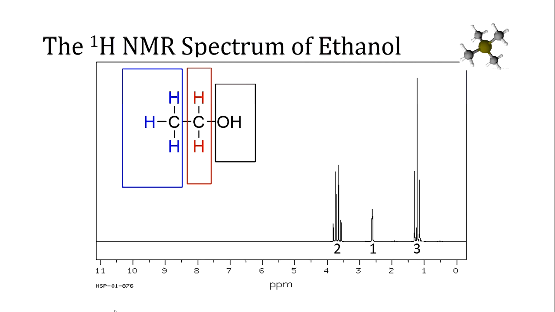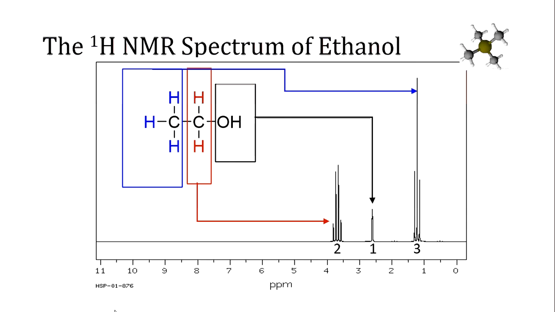So let's go back to our NMR spectrum of ethanol and look at the splitting patterns. Here are, again, all of the peak assignments, and you can see that the blue line goes to the peak on the far right, and that peak is a triplet.